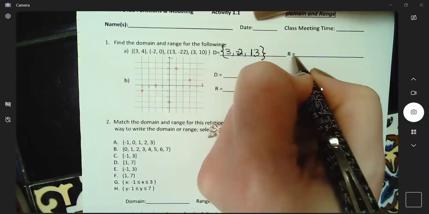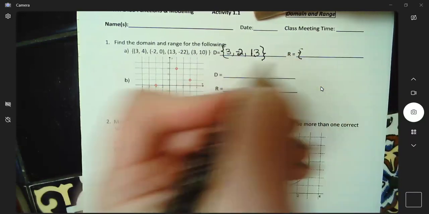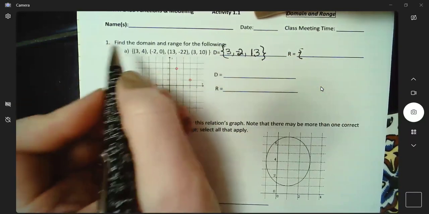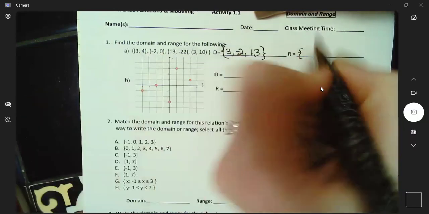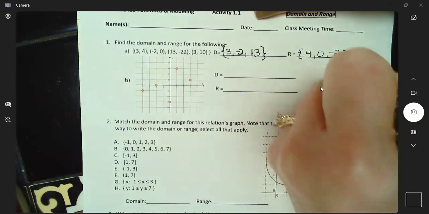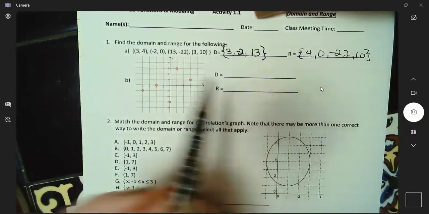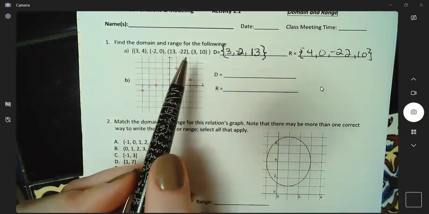And then the range is going to be the same idea, the set of all the values that occur second, or what we typically call Y values. So 4, 0, -22, and 10.